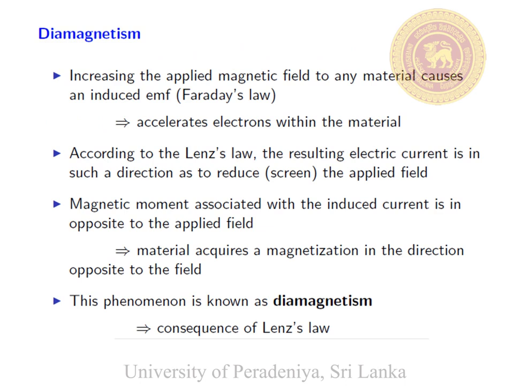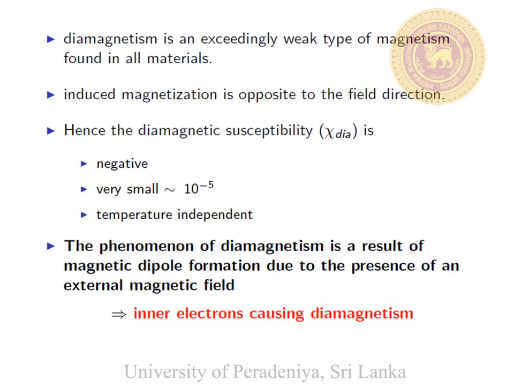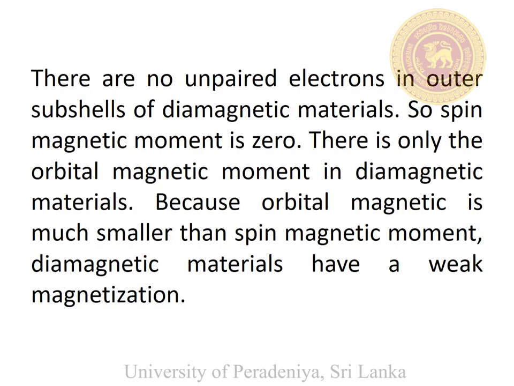In diamagnetic materials, the magnetic moments inside the material create a magnetic field in the opposite direction to the applied magnetic field. Susceptibility of diamagnetic materials is very small, so they are weak magnetic materials. Because electrons in outer subshells of diamagnetic materials are paired, diamagnetic materials have a very small magnetization.